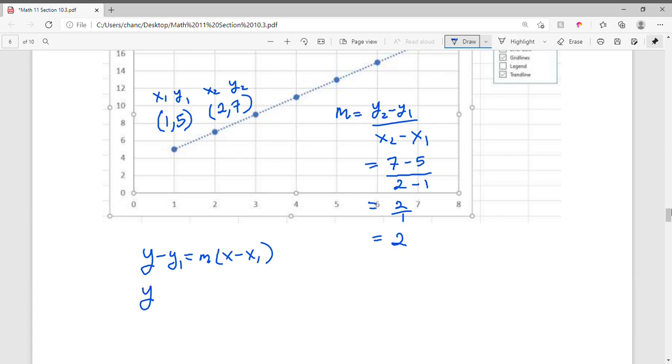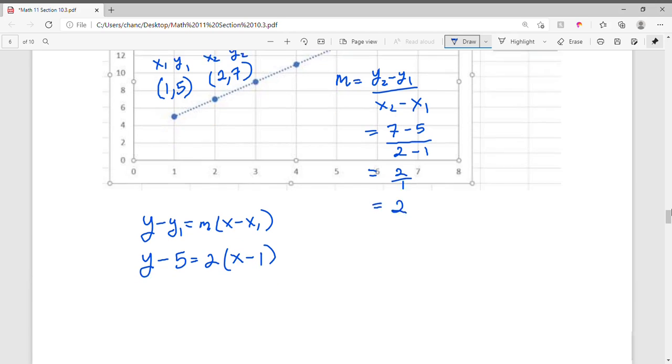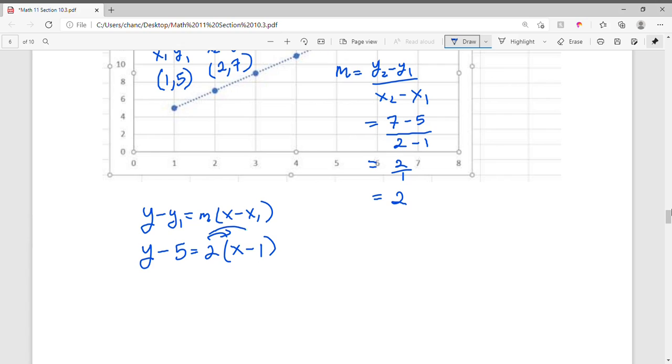We will plug in the values for y1. y1 is 5 and the slope is 2. x minus x1. x1 is a 1. And now we can simplify this. Distribute the 2. y minus 5 equals 2x minus 2. We can add 5 to both sides. And finally, we get the equation of the line is y equals 2x plus 3.